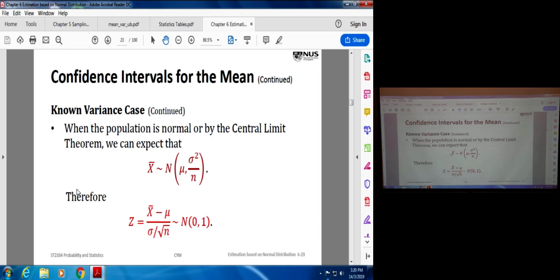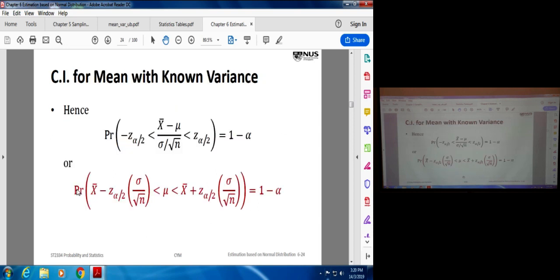So if we standardize the random variable X bar, i.e. we subtract the mean and divide by the standard deviation, this random variable is normal 0, 1. What am I trying to describe? I'm trying to construct a confidence interval for the mean of a Gaussian sample. So (X bar minus mu) over (sigma over root n) is normal 0, 1, and the probability that it lies between minus z alpha over 2 and z alpha over 2 is 1 minus alpha.